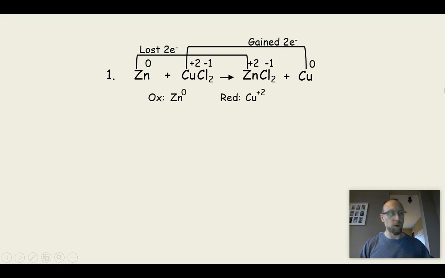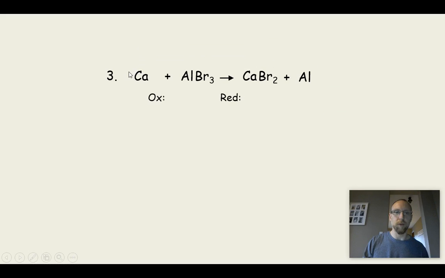So remember, we want our species. Don't forget that. The element and the oxidation state. So don't just write zinc and copper. Zinc 0 and copper +2. And where are they always off of? The left side. They're always reactants, right? So now let's try number 3.